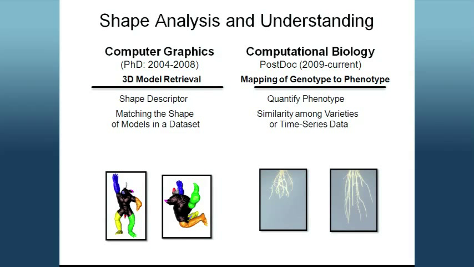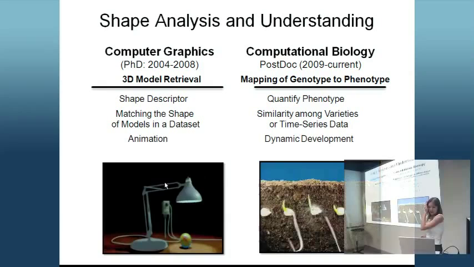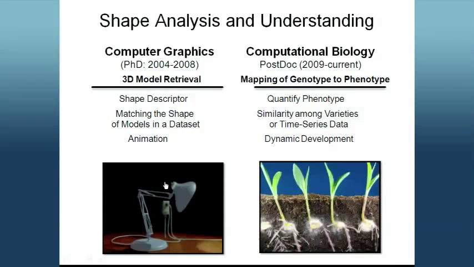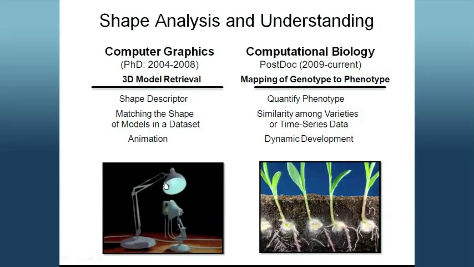Another similarity is that in the first project we tried to match shapes in order to retrieve them from the database based on their similarity. And in another, we want to estimate similar features between objects from different varieties and also between the object reconstruction at different time steps. In computer graphics, we often want to create some animation from a given set of control frames. And in computational biology, we want to reconstruct some continuous dynamic process given a discrete set of observations.